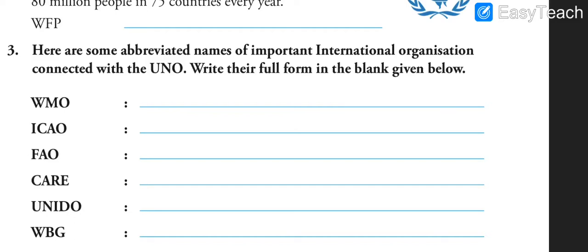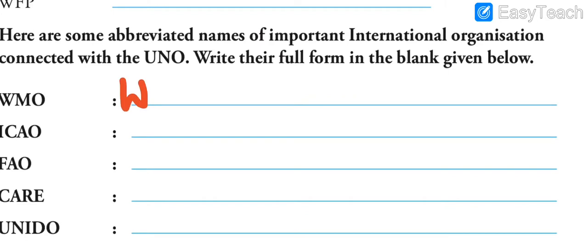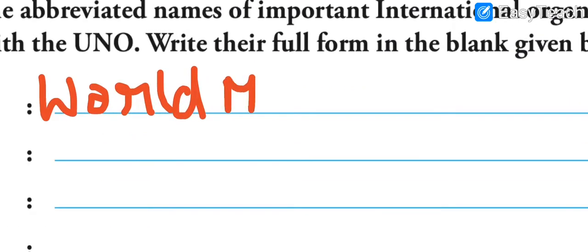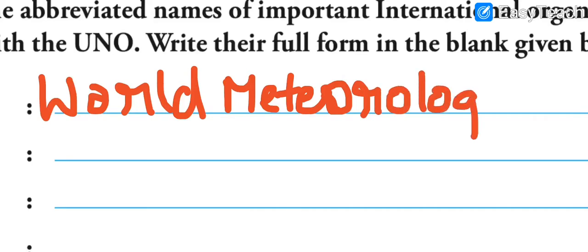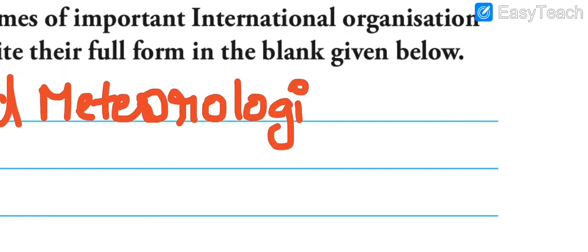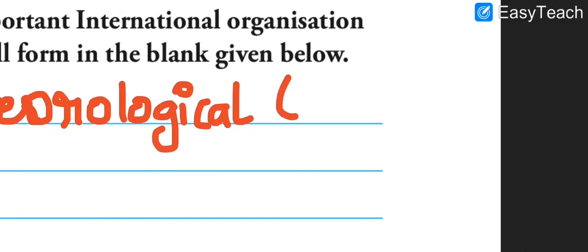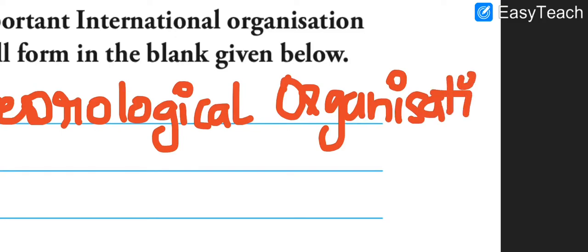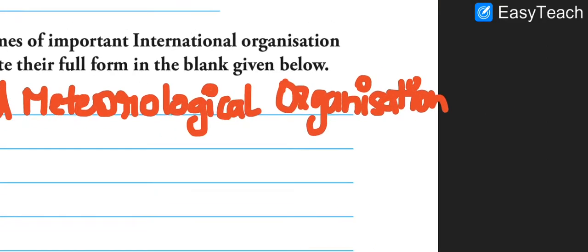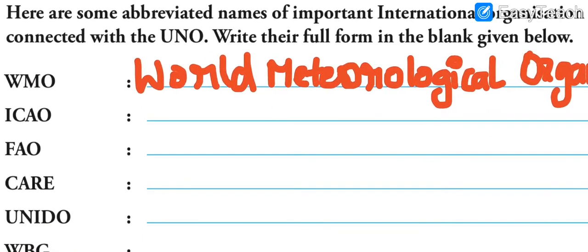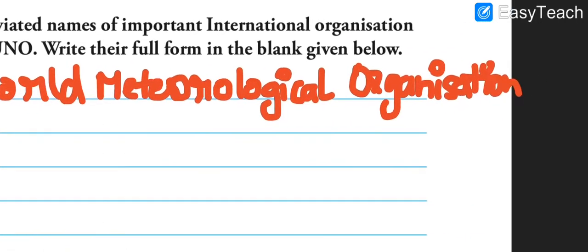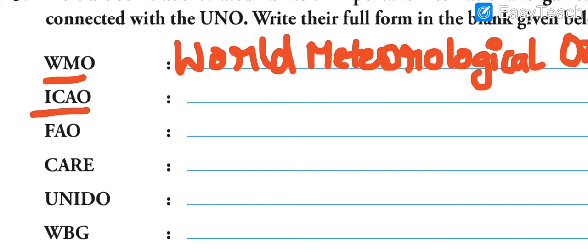WMO. WMO stands for the World Meteorological Organization. WMO stands for World Meteorological Organization. Next we have ICAO.